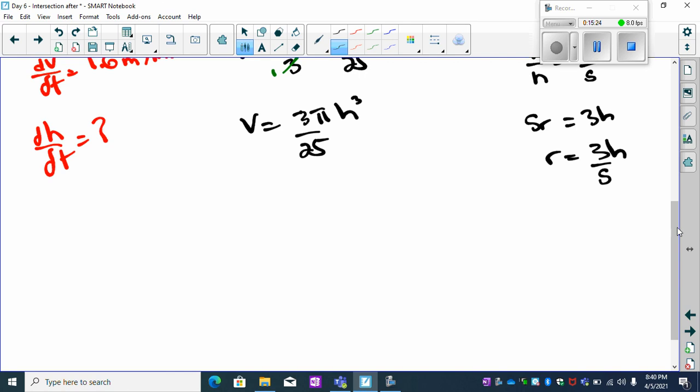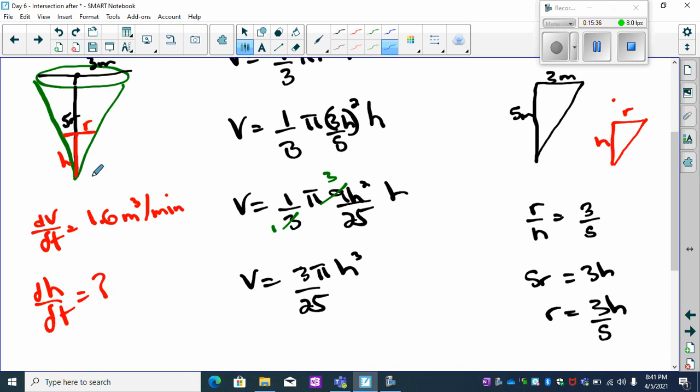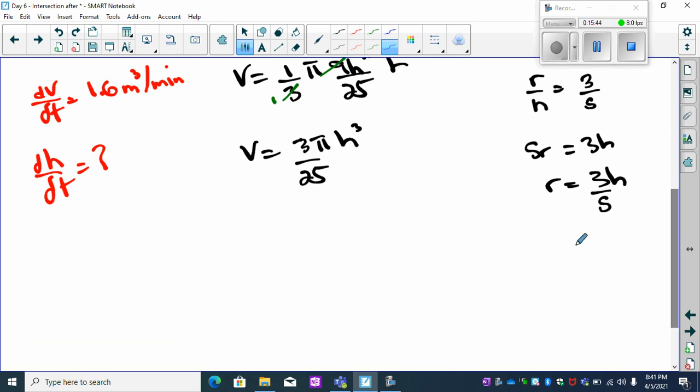Remember, I'm not going to fill in the value when the water's 2 meters deep, that's my h value. I can't fill that in because we said that value was changing. We slapped an h on it, the variable h, because we know as water comes in, the height is going to rise. So I can't fill that 2 in until after I differentiate with respect to time.